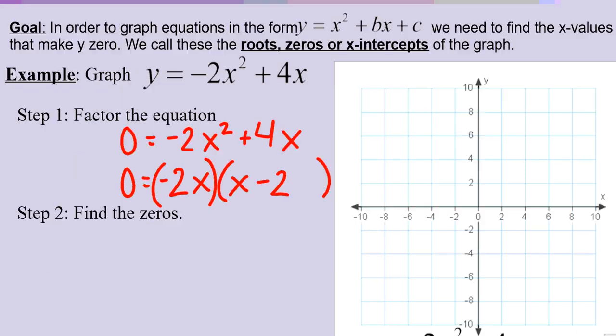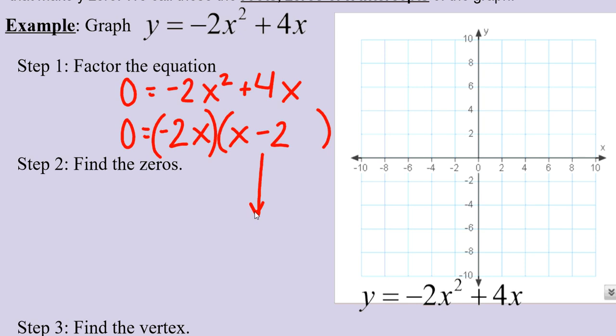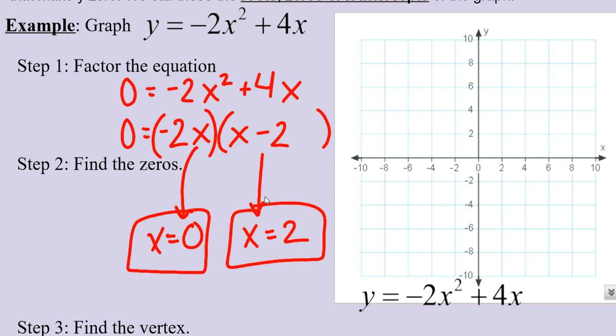Now I'm going to use it to solve. What value for x would make this be 0? Well, if x equaled 2, what about this? Negative 2 times what will make 0? A lot of people think it's positive 2, but negative 2 times positive 2 will not make 0. This will actually be x equals 0. Negative 2 times 0 makes 0. So there's my 2 x-intercepts. Where's the vertex? Halfway between.